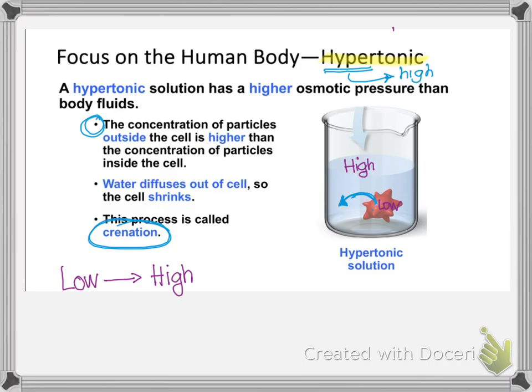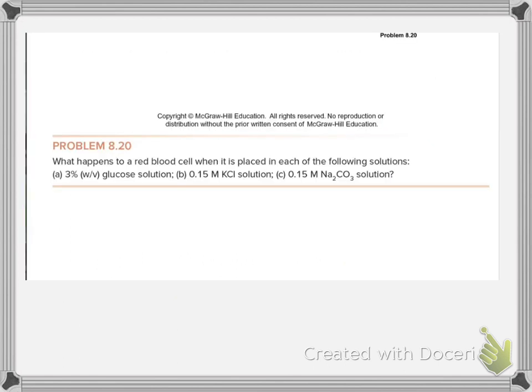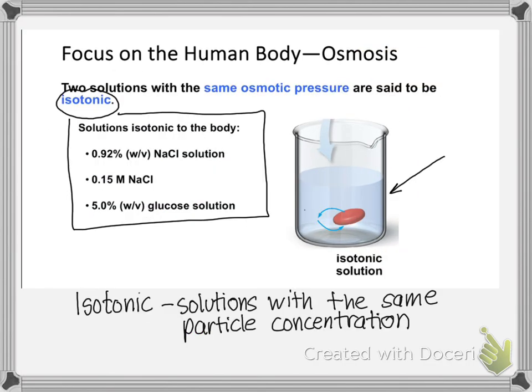Now we're going to do an example where they give us solutions and ask us if it's hypertonic, isotonic, or hypotonic with the cell. It says, what happens to the red blood cell when it's placed in each of the following solutions? To do this, we're going to need to refer to our isotonic chart. Let's look at letter A, and I see that it's a 3% glucose solution. So I'm going to go back and compare it to the glucose solution.